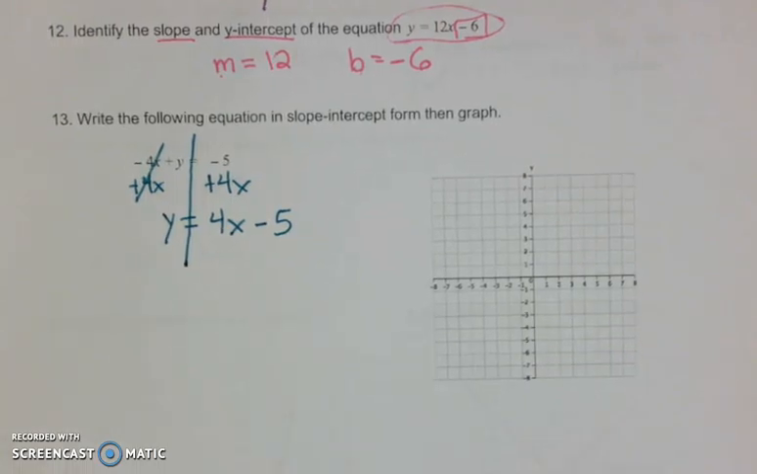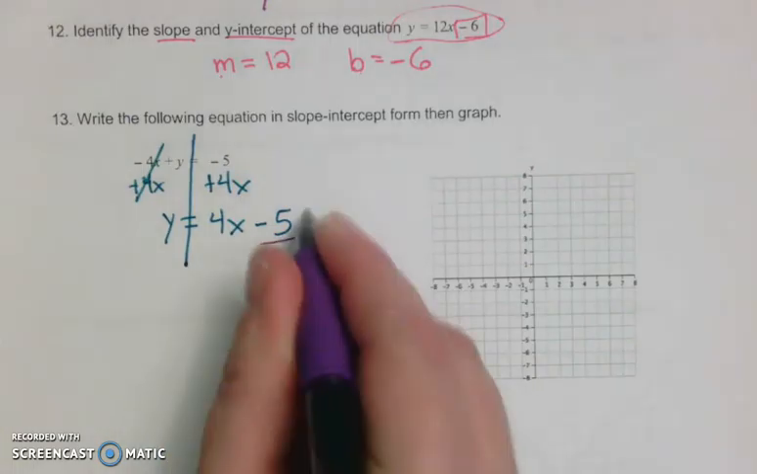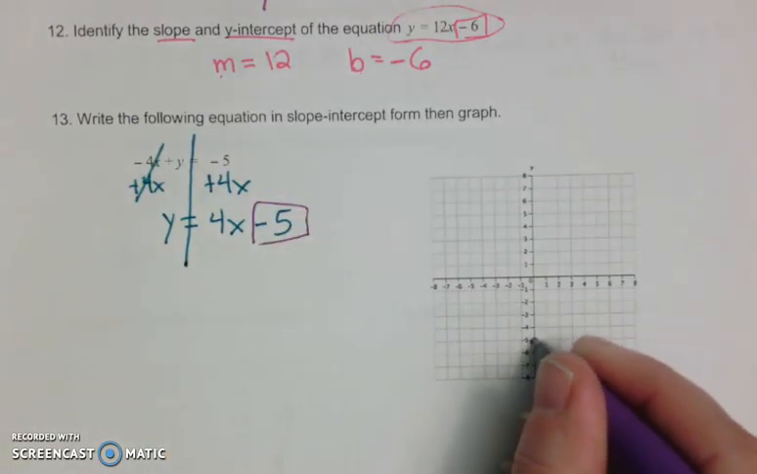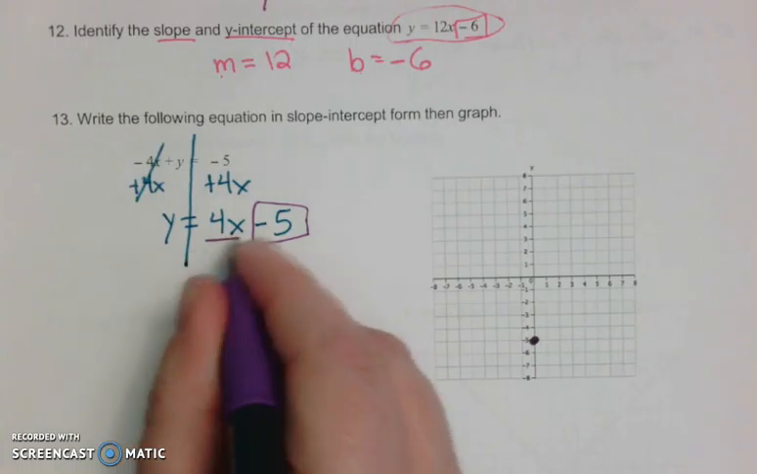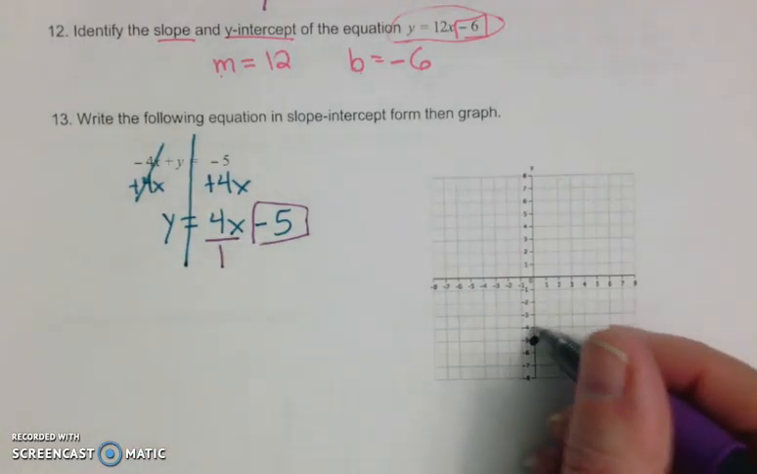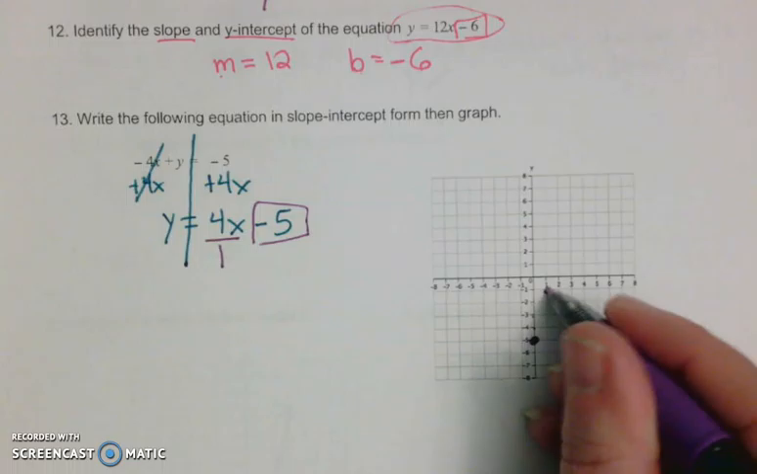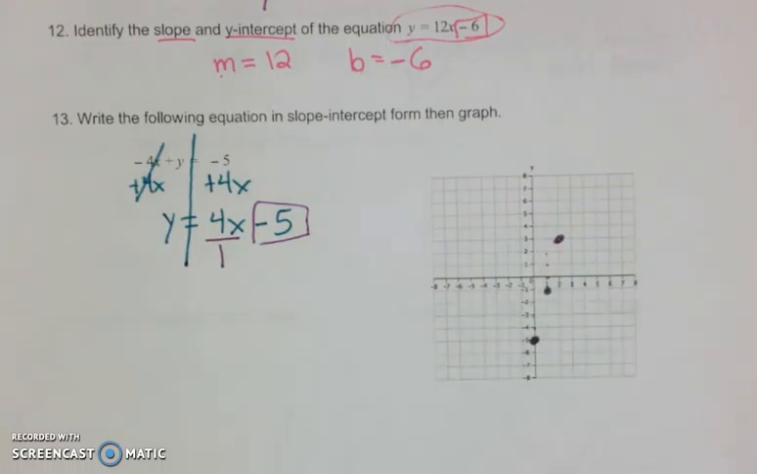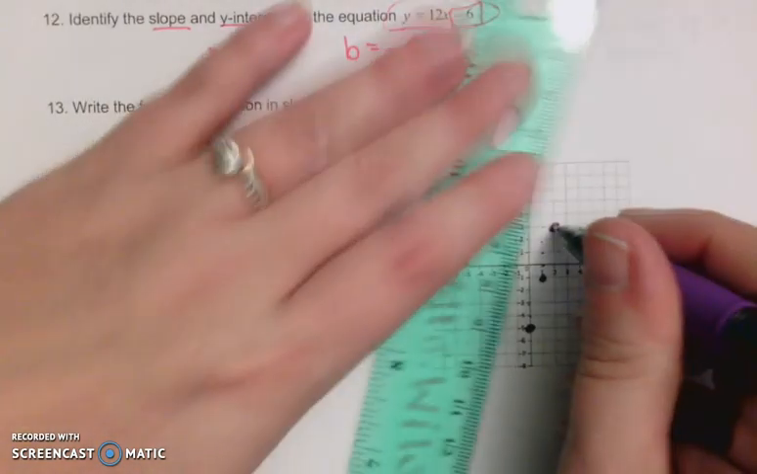And now I can graph it pretty easy. Using the y-intercept, -5, so it crosses y at -5 right here. And then I use my slope. I'm going to put it in a fraction, 4 over 1. So I go up 4, 1, 2, 3, 4 over 1. Up 4, 1, 2, 3, 4 over 1. And there is your line.